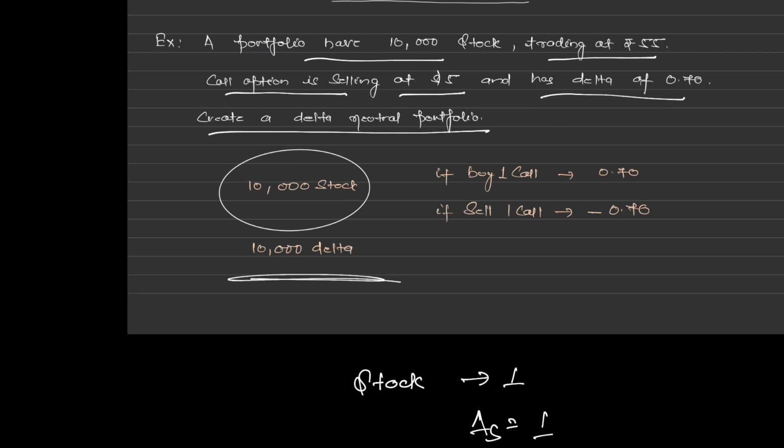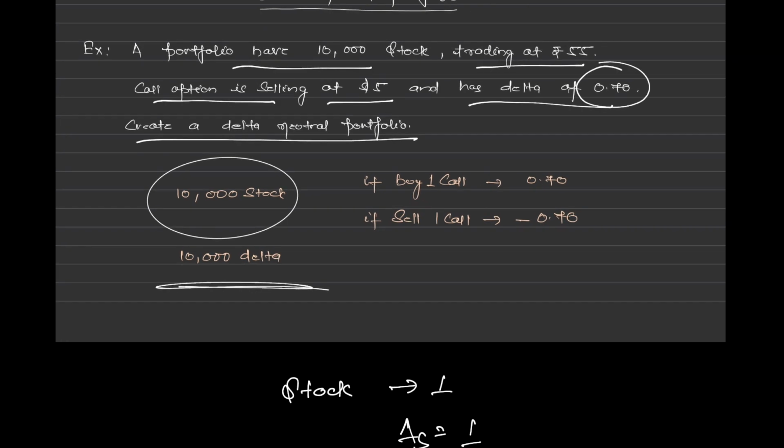Now it is given that the delta of the call is 0.70. So if I buy a call, is the delta positive or negative? It is always positive. So if I buy a call, if I am long, my delta is going to be positive. However, if I become a call seller and sell the call, the delta moves in the opposite direction. I will have negative 0.70 delta for one sell of a call. I have to remove 10,000 delta. I have to make it 0.